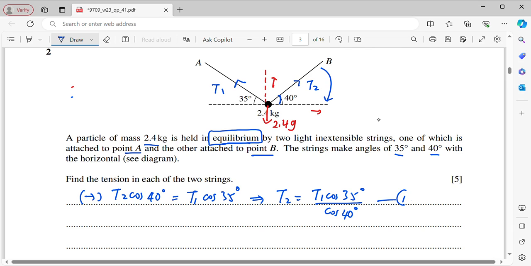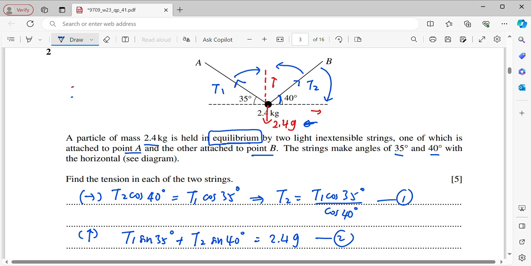Okay, let this be the first equation. Now when I resolve vertically, I assume upwards is positive. So I resolve T1 upwards. I will get T1 sine 35 degrees, because we are not using this angle, but I'm using the alternate angle. Therefore it is sine. And when I resolve T2 upwards, it will be in the same direction, so it is plus T2 sine 40 degrees, and it will be balanced with the weight here, that is 2.4 g. This is my second equation.